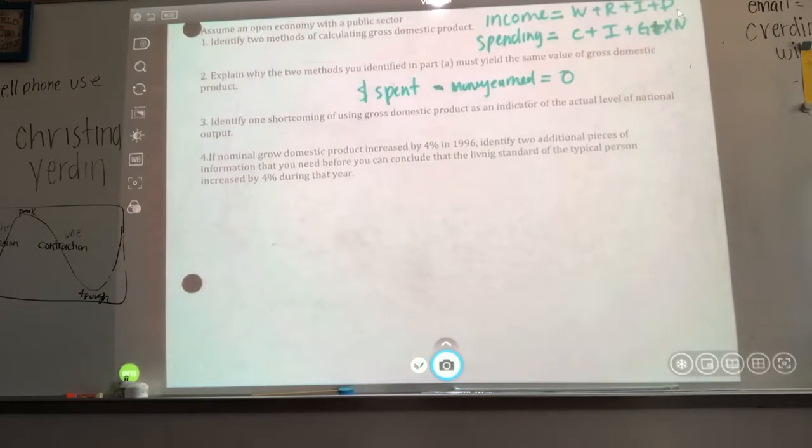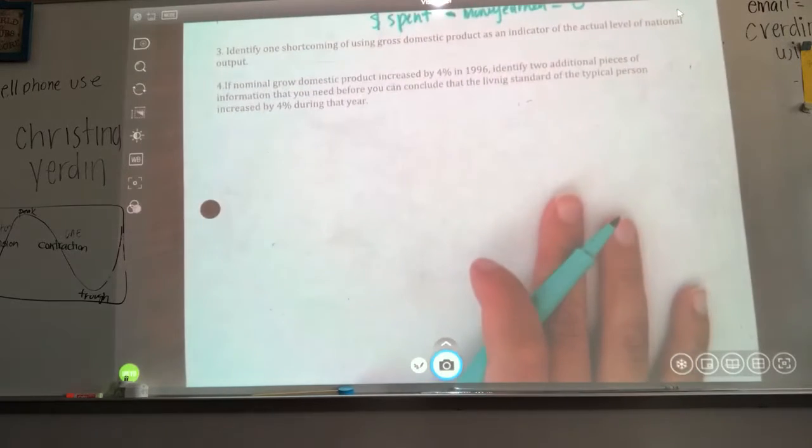We did part three, identify the shortcomings of using GDP as an indicator. What were the shortcomings? It doesn't count transfer payments, illegal or leisure things, the black market.